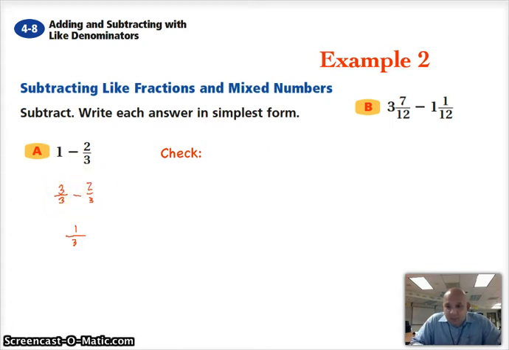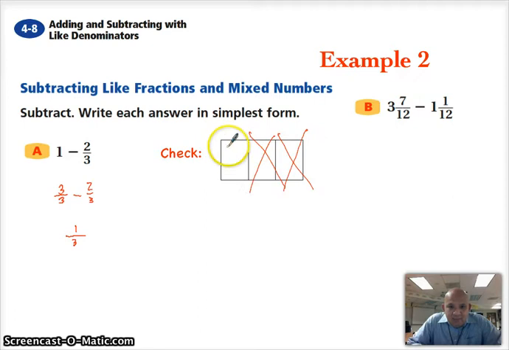We can check that by dragging this rectangle that's divided into 3 equal parts to demonstrate that it is indeed 1/3. So we have here 3/3 or 1. If we subtract 2/3, get rid of that, get rid of that, how much do we have left? Well, we have this 1/3 left.